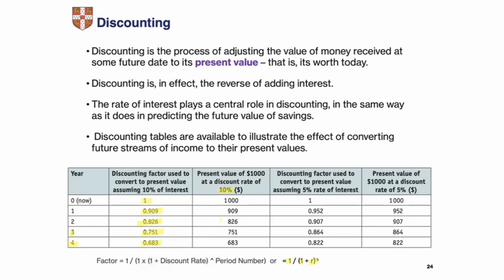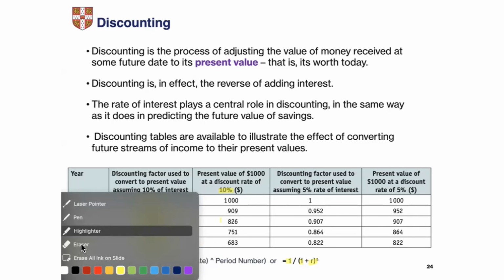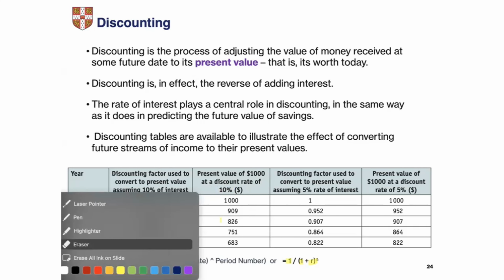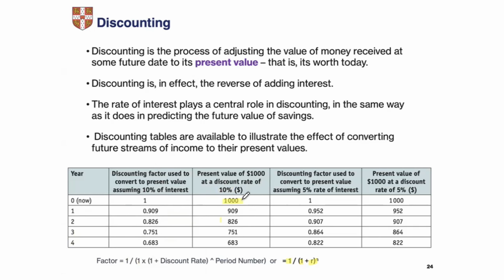What are we saying? We are saying that $1,000 today is worth more than $1,000 in a year's time. If we discount $1,000 today, it is still $1,000. If we discount $1,000 for 1 year, the present value of the $1,000 which we will receive in 1 year's time is 909. The present value of $1,000 is 826 with a 2 year period, and the present value of $1,000 in 3 years' time is 751 today at a discounting rate of 10%.